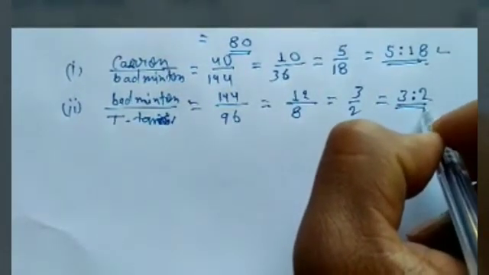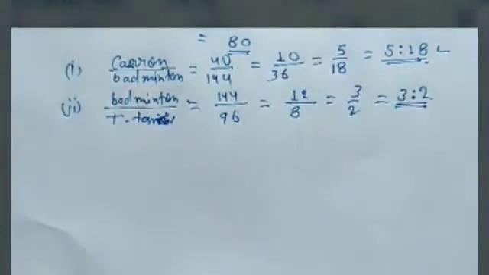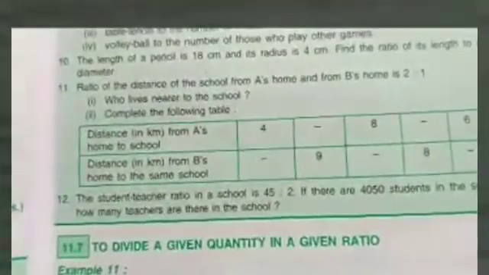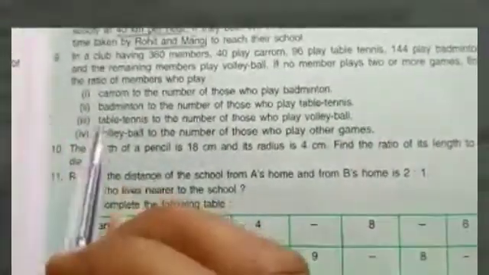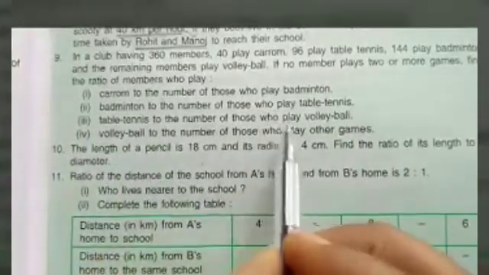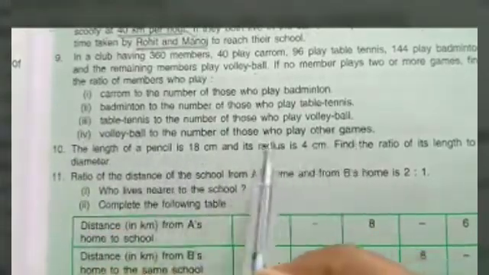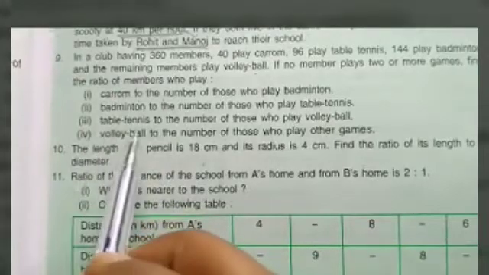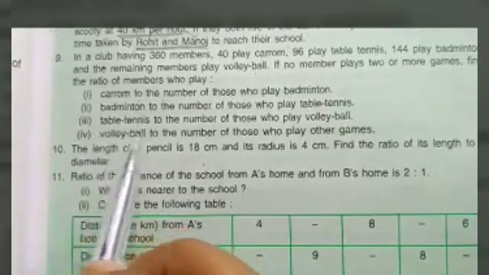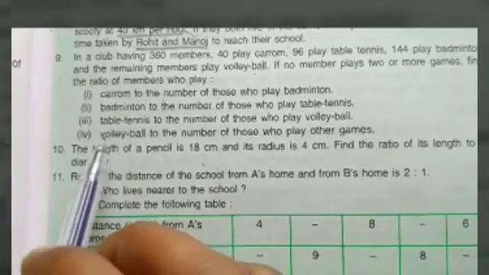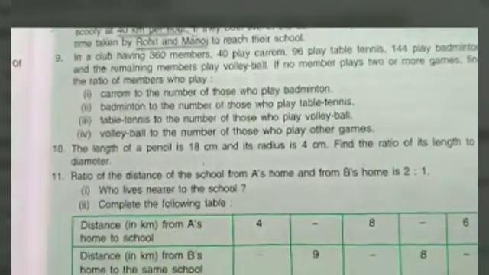This is the second point. Third point, table tennis to the number of those who play volleyball, means table tennis to volleyball. And fourth one, volleyball to the number who play other games. You can find out this. Fourth, volleyball to who plays other games, means except volleyball. How many members play other games? So except volleyball, first of all find out the members who play the remaining 3 games, then find out the ratio. These 2 points you will solve by yourself.